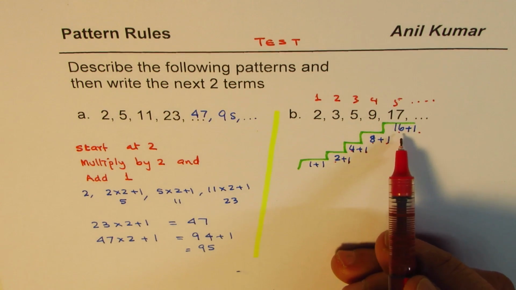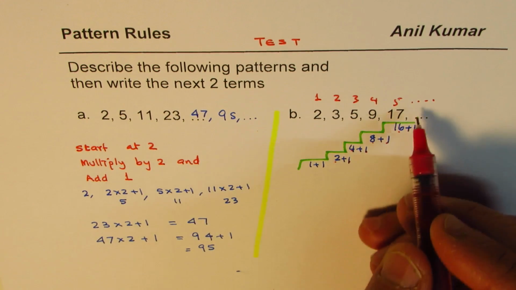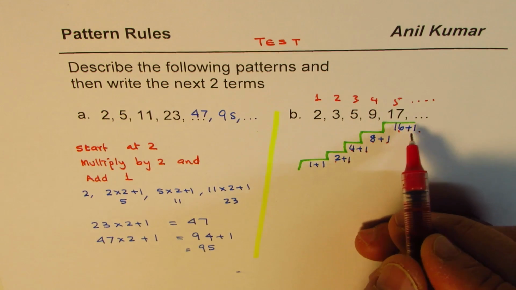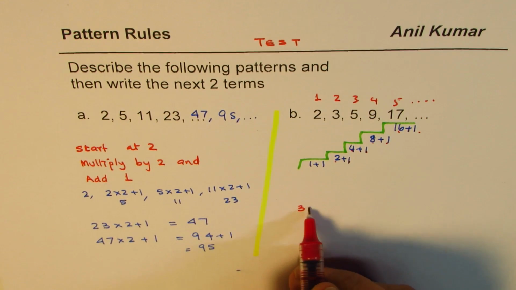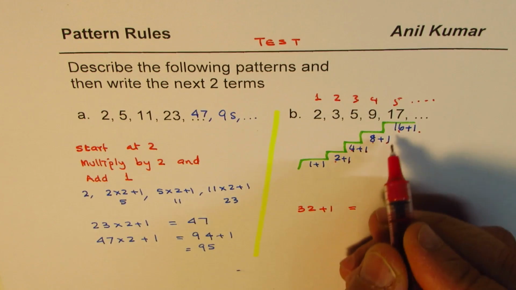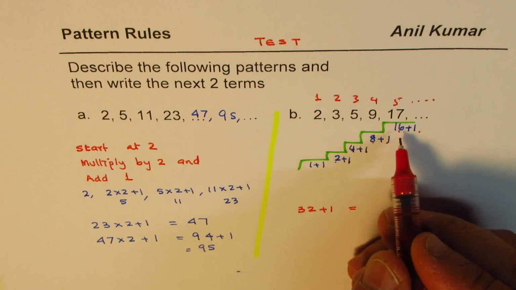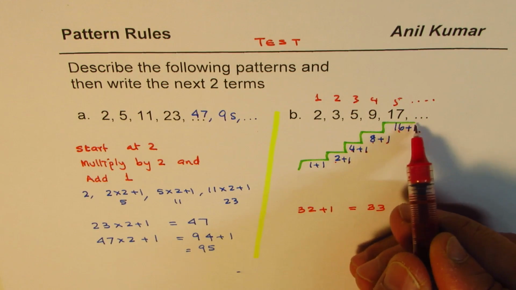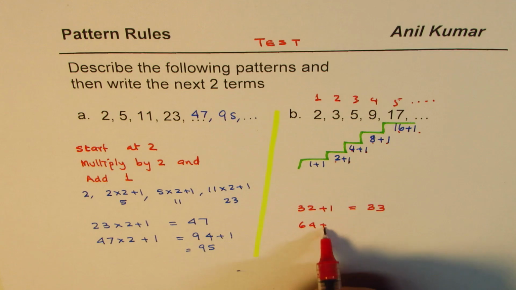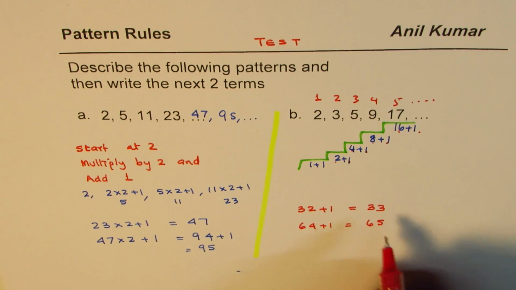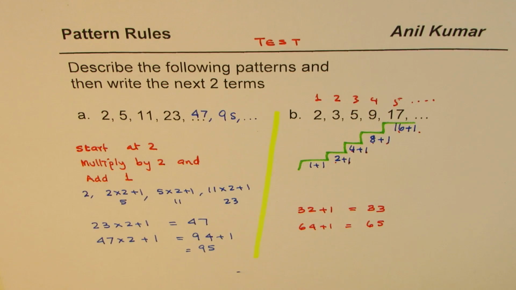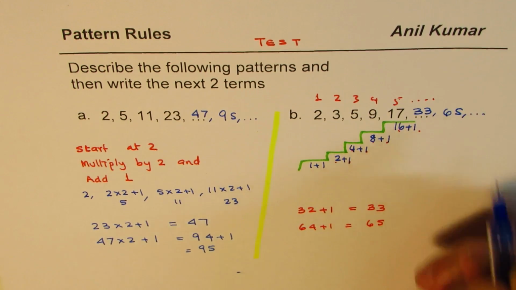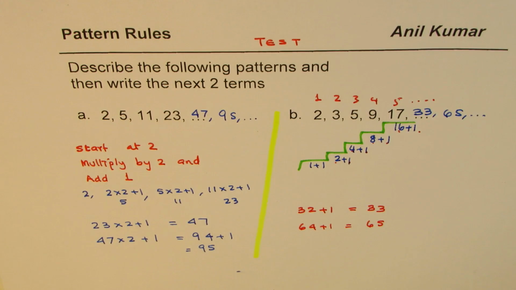So what is the next number? Well, the next number should be double of 16, which is 32. So we should get 32 plus 1. That gives us the next number, which is 33. And then after that, we need to double 32. So it'll be 64 plus 1 and that is 65, correct? So the next two numbers in our pattern are 33 and 65, right? I hope this pattern rule is very clear to you.